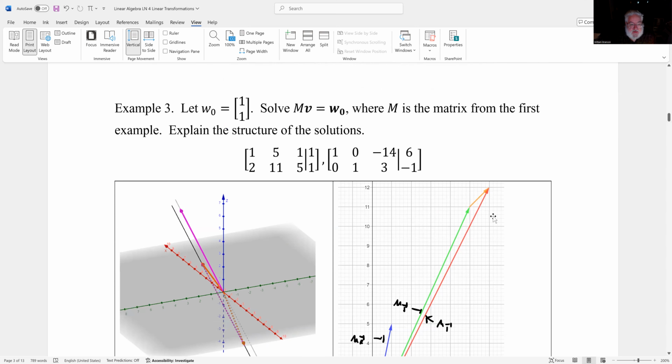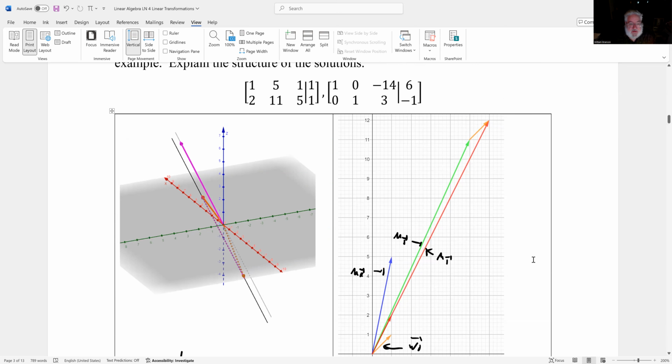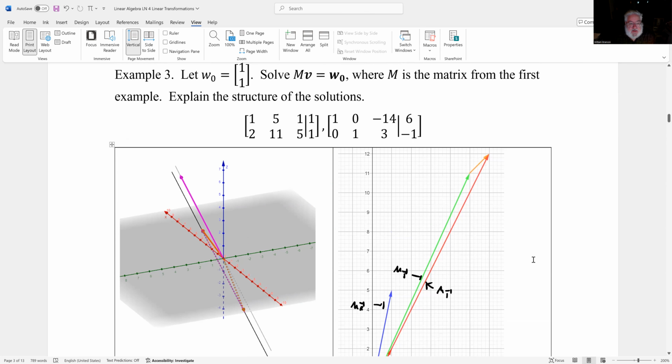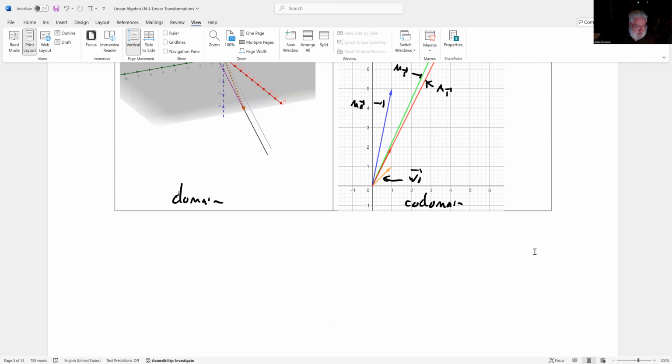So we're given a vector in the codomain, and that's this one. And we want to know what gets mapped onto that. And what our theorem said is it should be some vector plus the null space. So Mv equals w0 means that the solutions to this must be a particular solution plus vectors in the null space.